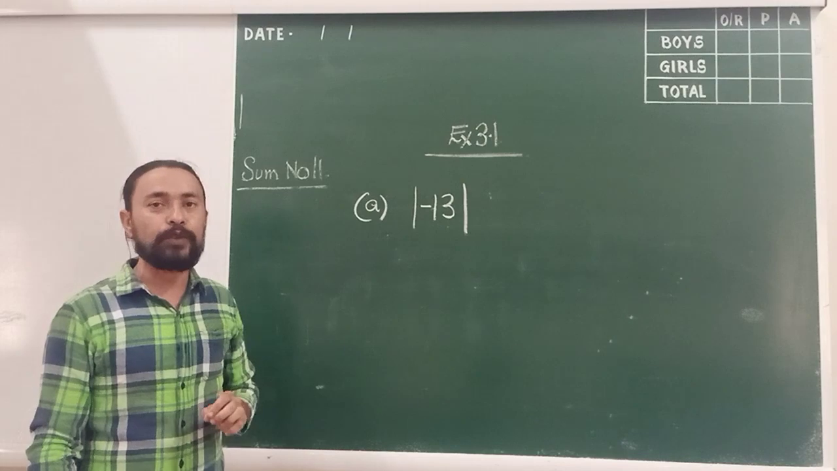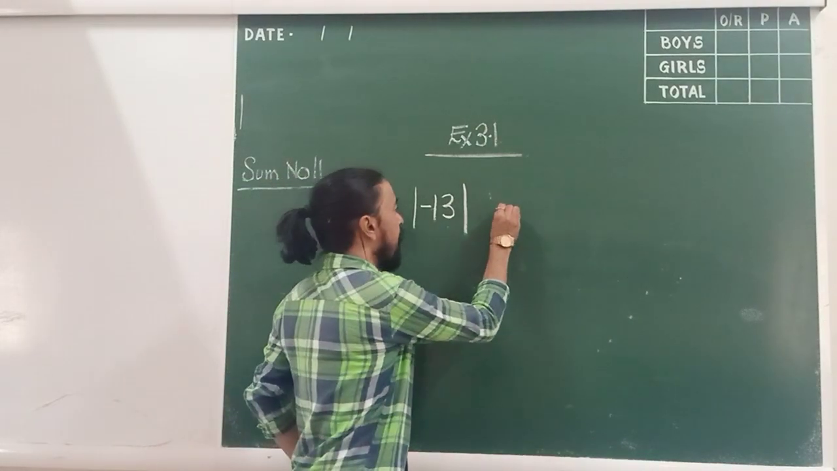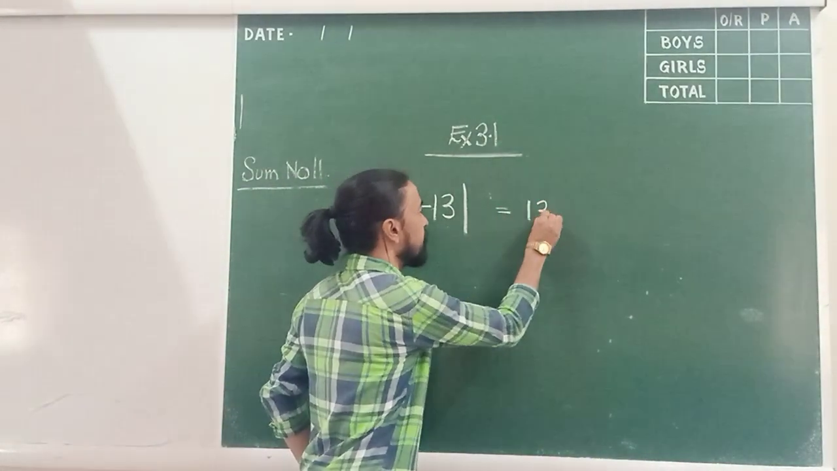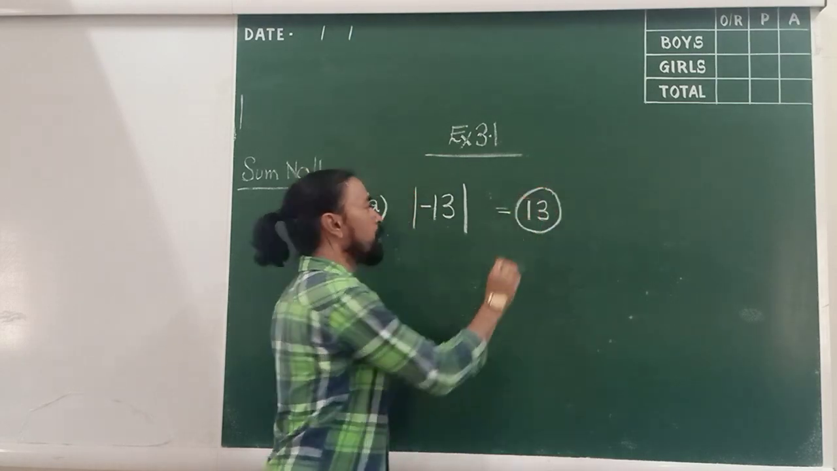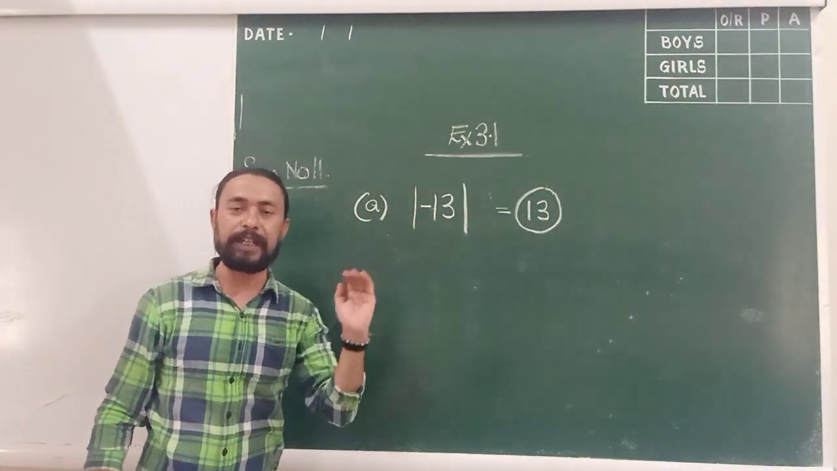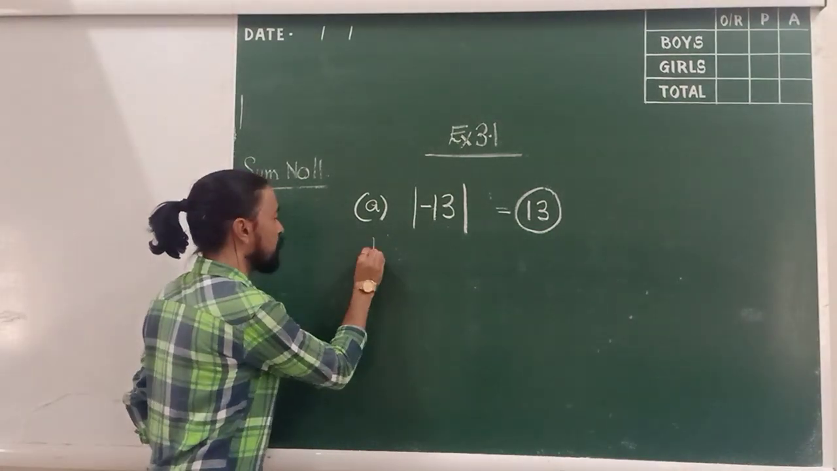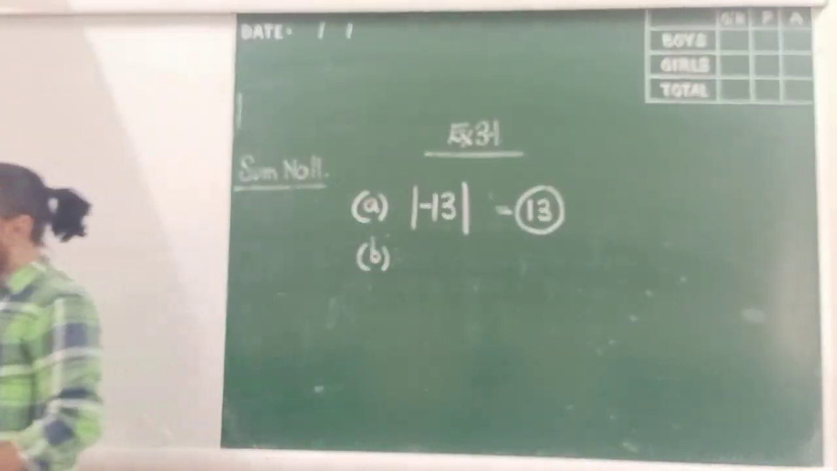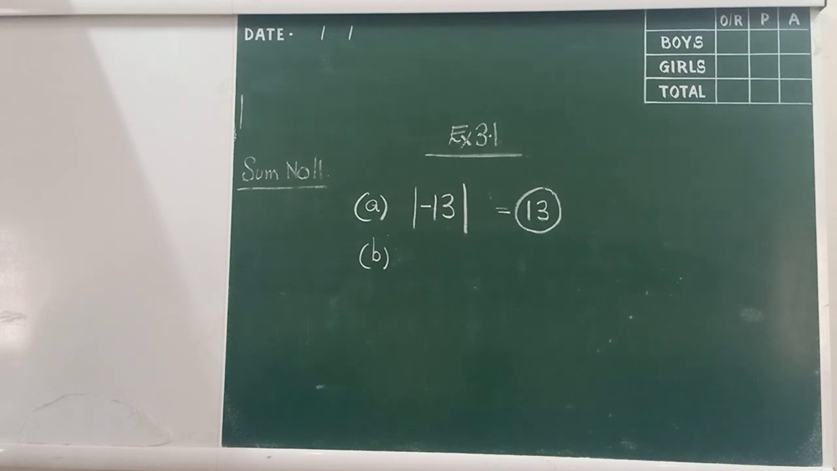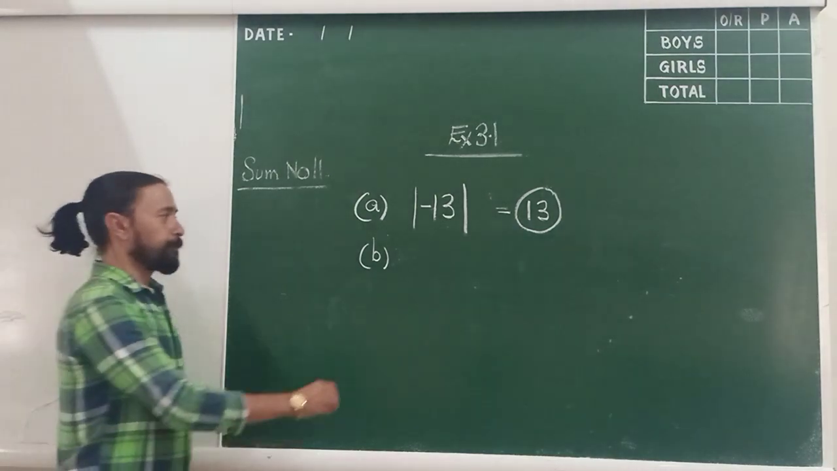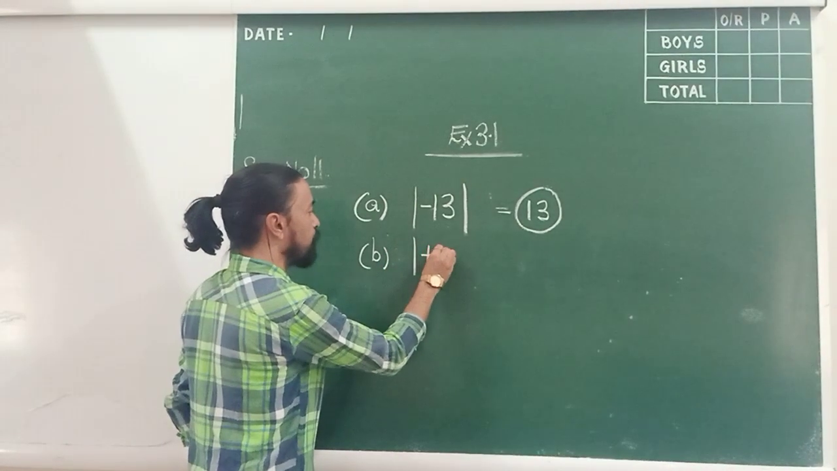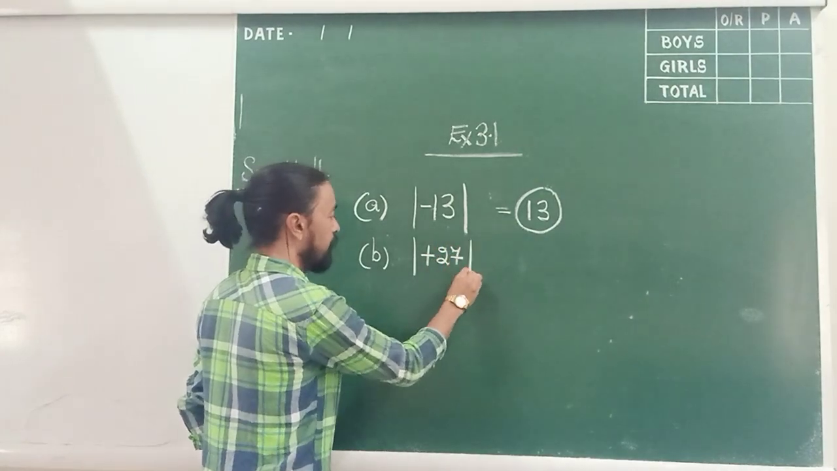What is the absolute value of minus 13? The absolute value of minus 13 is 13 because it is 13 places away from the 0. Let's go to sum B. B says plus 27. Absolute value of plus 27. Very simple.